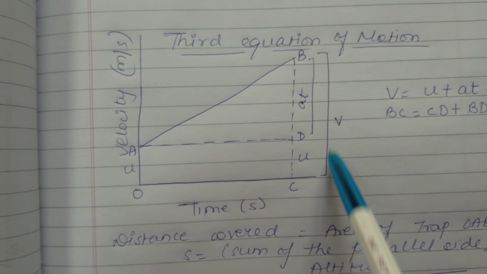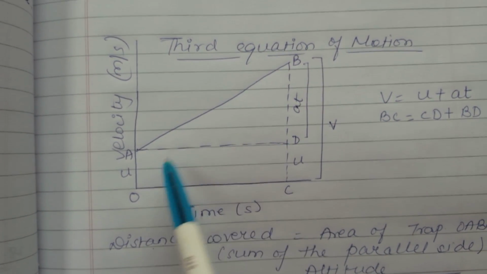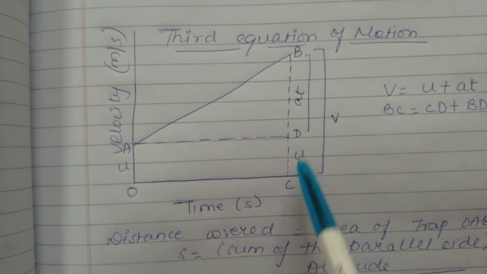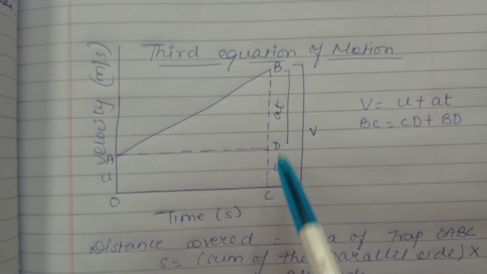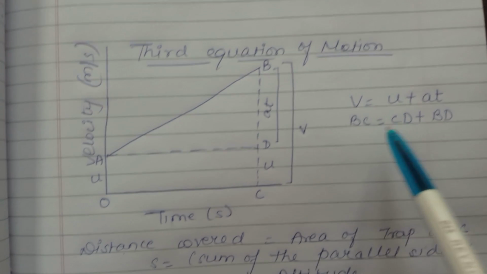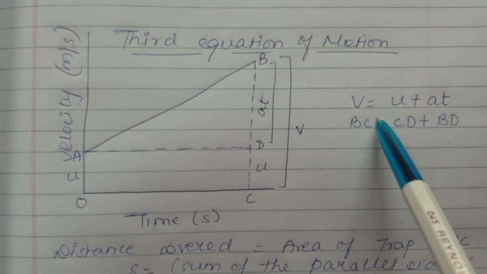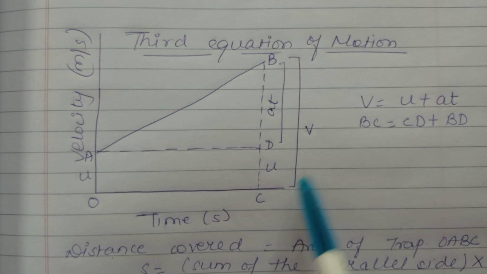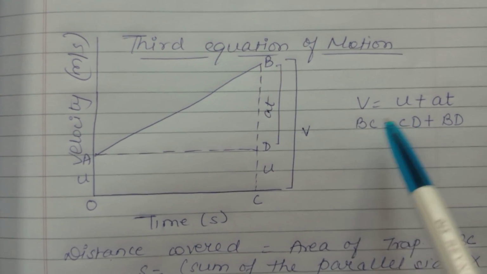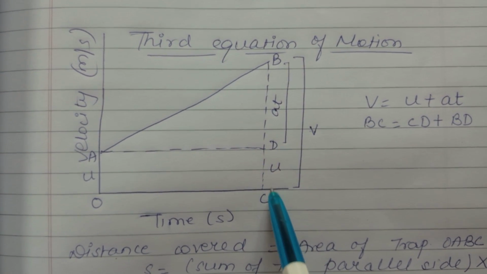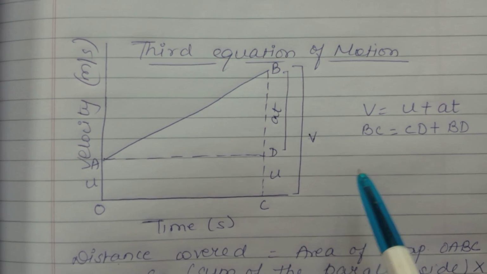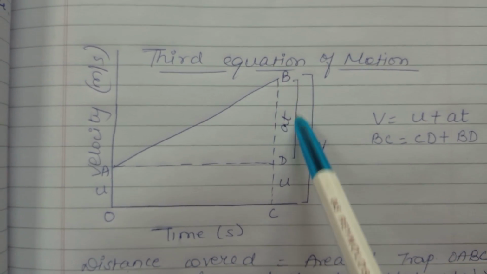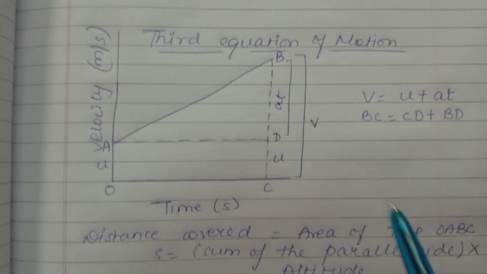So this is V, this is U, and this is parallel to U, so DC will also be U. Now what about BD? We know that V is equal to U plus AT. When V is BC, U is CD, then what will be AT? AT will be BD, right?